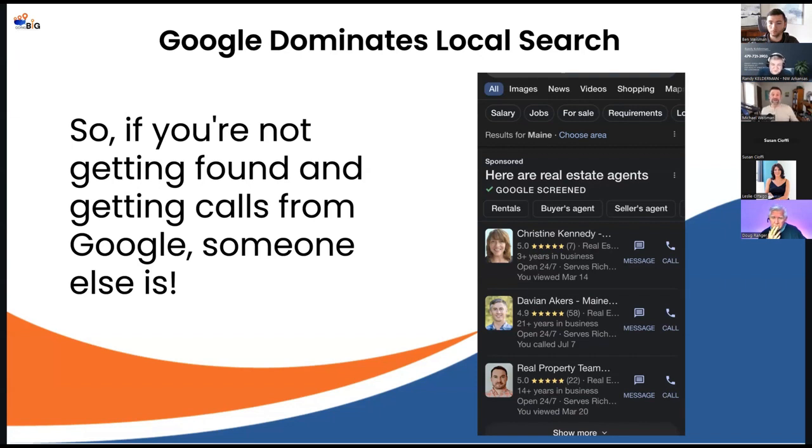So you see there's 3 listings there, Christine Kennedy and Real Property Team. Real Property Team is us. That is my team here that I own and operate in Maine along with Ben. And Christine's one of our clients that was not ranking at all anywhere on the front page 3 months ago, even about 2 months ago. And we have put her on the front page to get these phone calls. That's what we're going to show you what to do this afternoon.